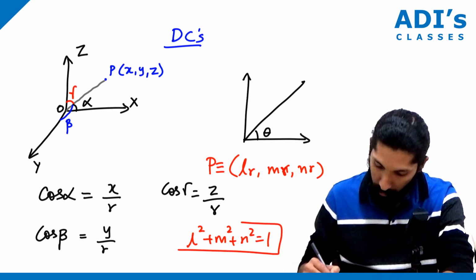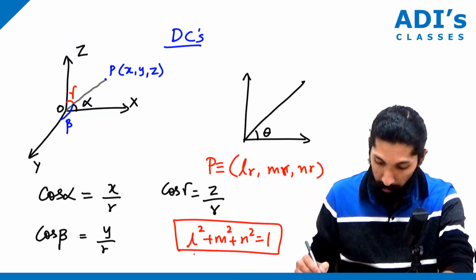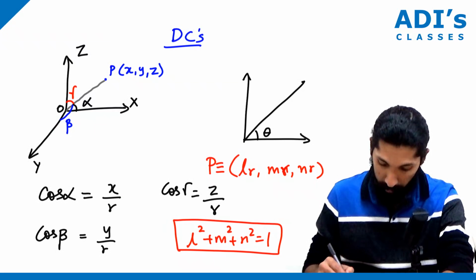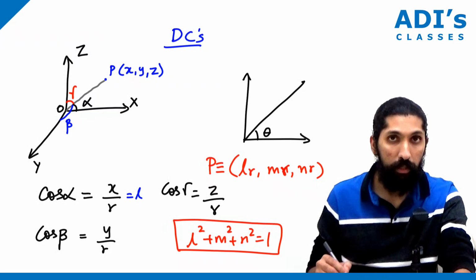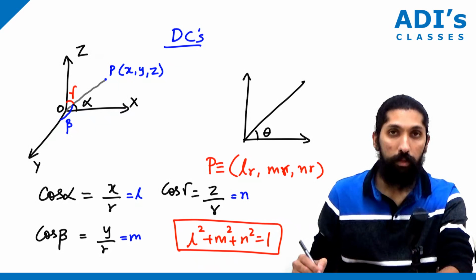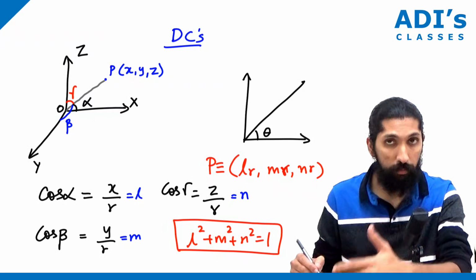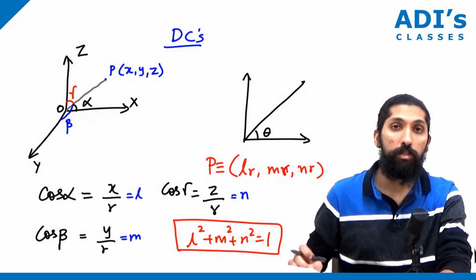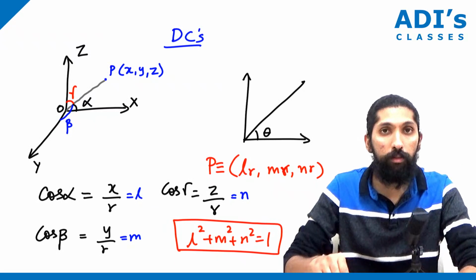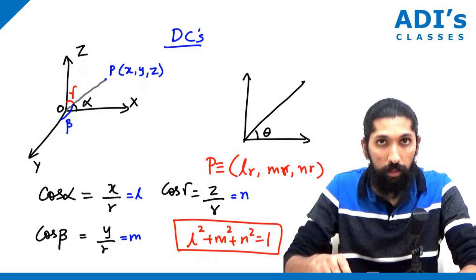Now, this relation is used in many cases. Why? Because look at this: x by r, we call this l. So what is x? l r. Again, y by r is m, and z by r is n. That's how we get l r, m r, n r. And that's how you get l squared plus m squared plus n squared is equal to 1. Clear? So this is basically direction cosine. Now, in the next video, we are going to understand a few problems and a few topics related to the cross product and direction cosines.